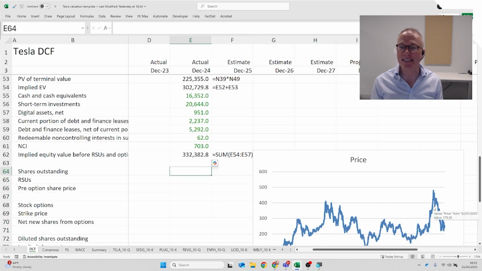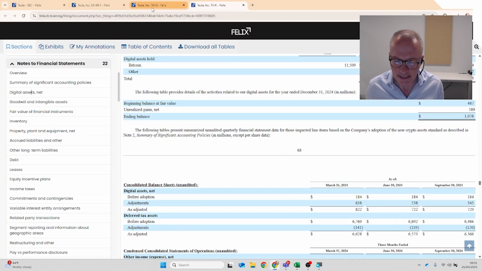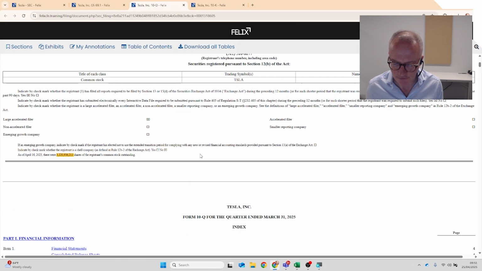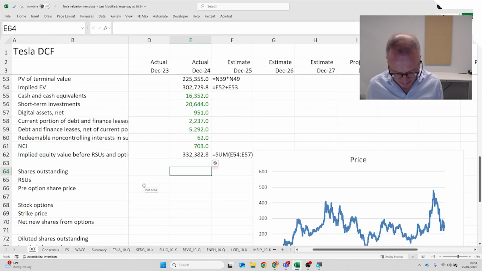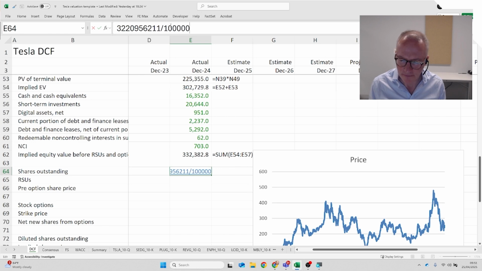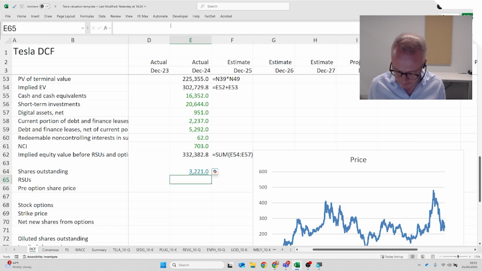I'm going to go and get the shares outstanding, the most recent shares outstanding. So let me go to the 10Q, and I'll go to the front page, and I want to get to the shares outstanding, which I'll copy, paste that in, and I'll divide by 1 million. There we go. And I'm going to pull in the RSUs.